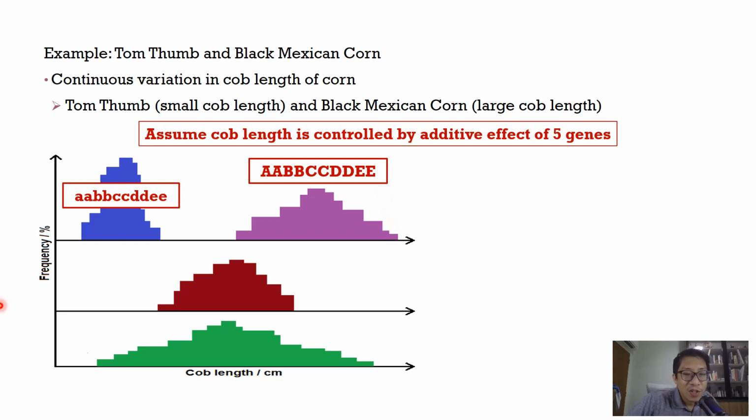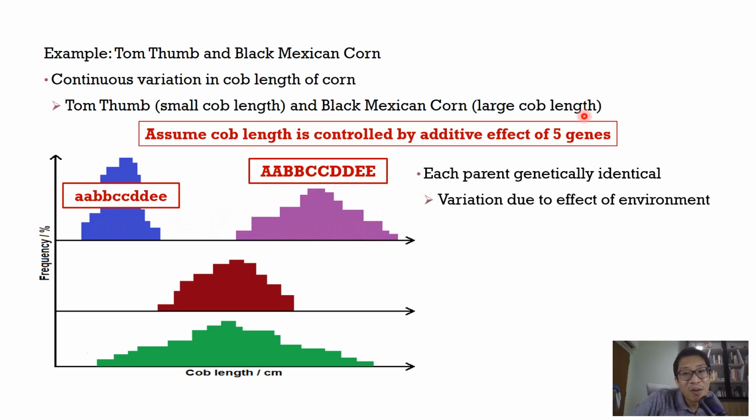Okay, so you see, they are both purebred, so therefore the individuals have the same genotypes, but there is still a range of cork length for the Tom Thumb and the Black Mexican. So this tells you that this variation in the cork length, despite the same genotype that the individuals have, must be due to the environment. Make sense?